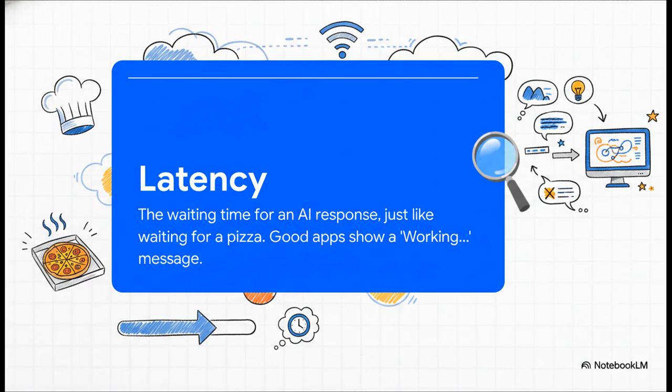So, that waiting time? The time between when you place your order and when the pizza actually arrives at your door? In the tech world, that's called latency. It's that little delay. And a well-built app handles this by showing the user a message, like working or generating. It's just a polite way of saying, hey, the kitchen's busy with your order, hang tight.